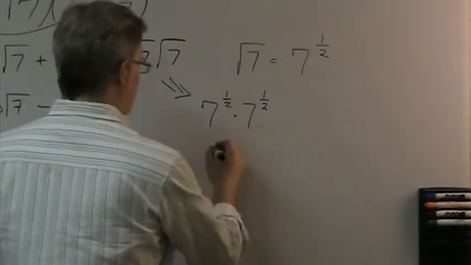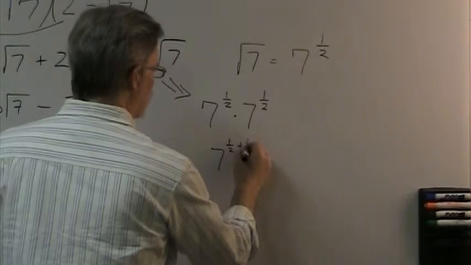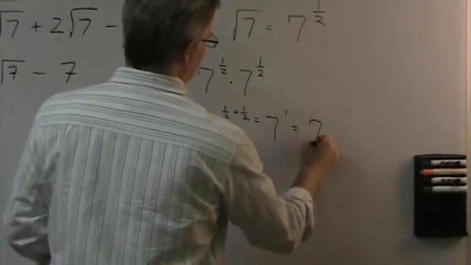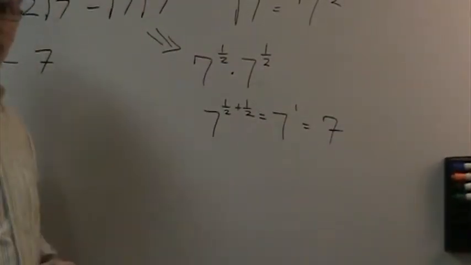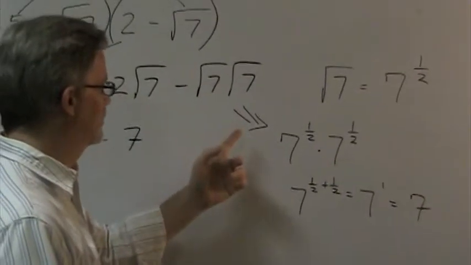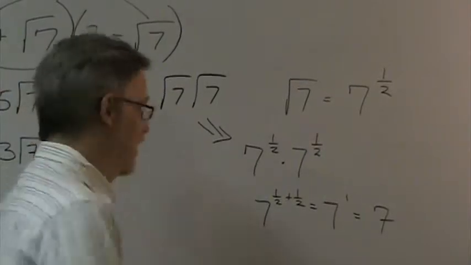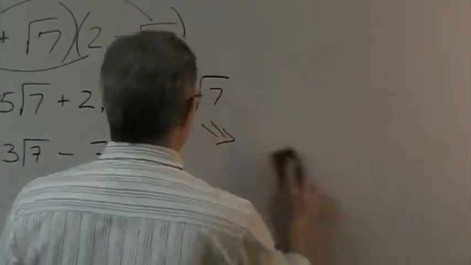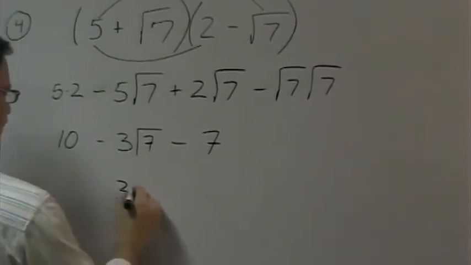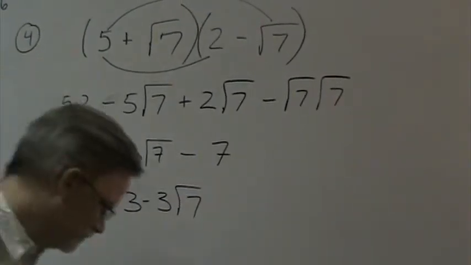And we know that that can be rewritten, because of our product rule, as 7 to the 1/2 plus 1/2, which is equal to 7 to the 1st power. You could consider that to be proof that radical 7 times radical 7 is just 7. Okay? That's free of charge, by the way. That's an extra thing for you. So looking at this, we can now combine these two terms, 10 minus 7, so the answer to this is 3 minus 3 radical 7.